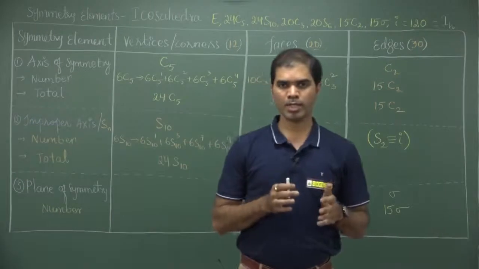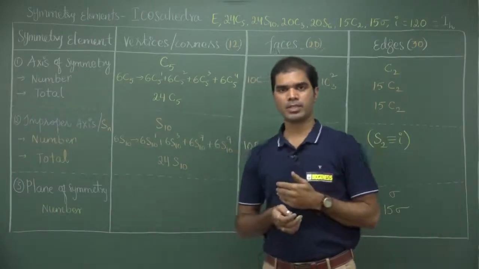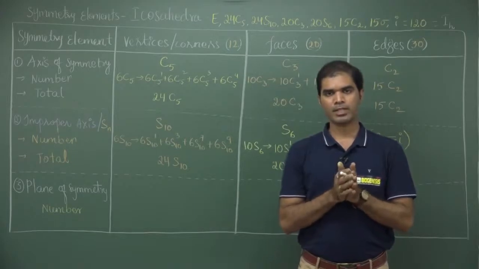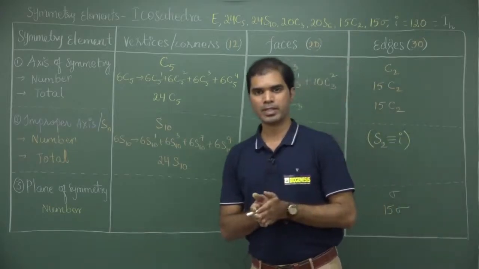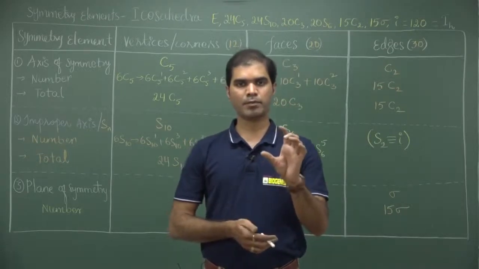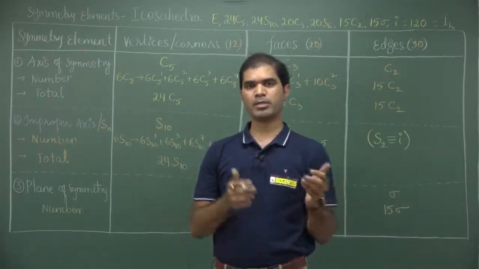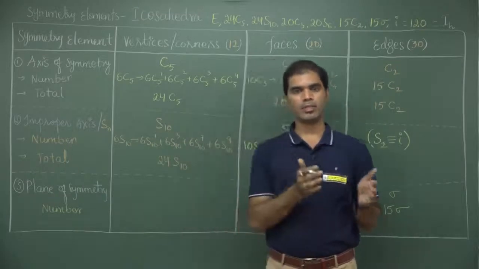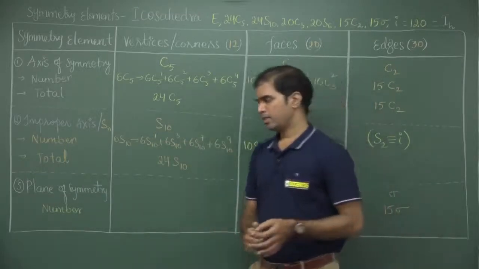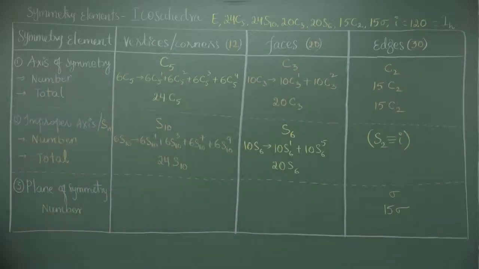When you choose the polyhedron, in this case an icosahedron, let us begin with the vertices or corners. Then let us go towards the faces and finally come to the edges. Whatever symmetry elements we have, try to find them with respect to the corners, then the faces, and finally the edges. So, I will put it in a very easy format.